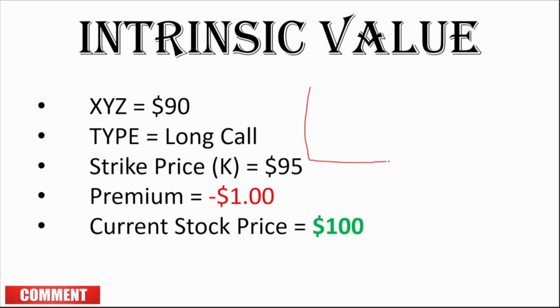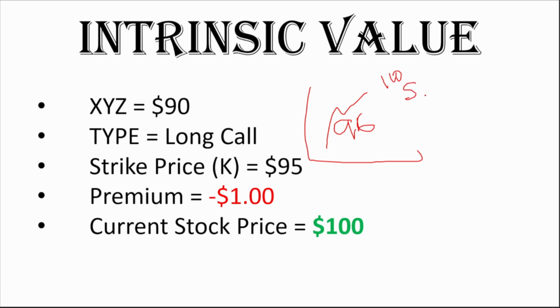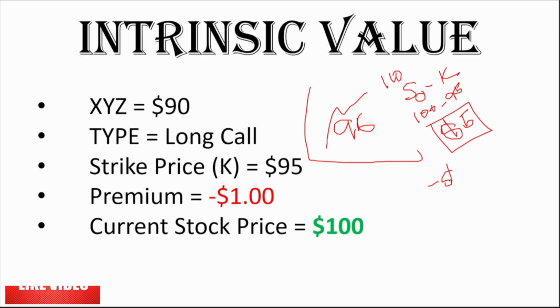In other words, we have a $95 strike price. The stock went up to 100. So basically, our profit here is S0, which is the current stock price at the moment, minus our strike price, 100 minus 95. So basically, we made $5 on this long call option. But remember, we have to pay $1 to have the right to exercise this option.